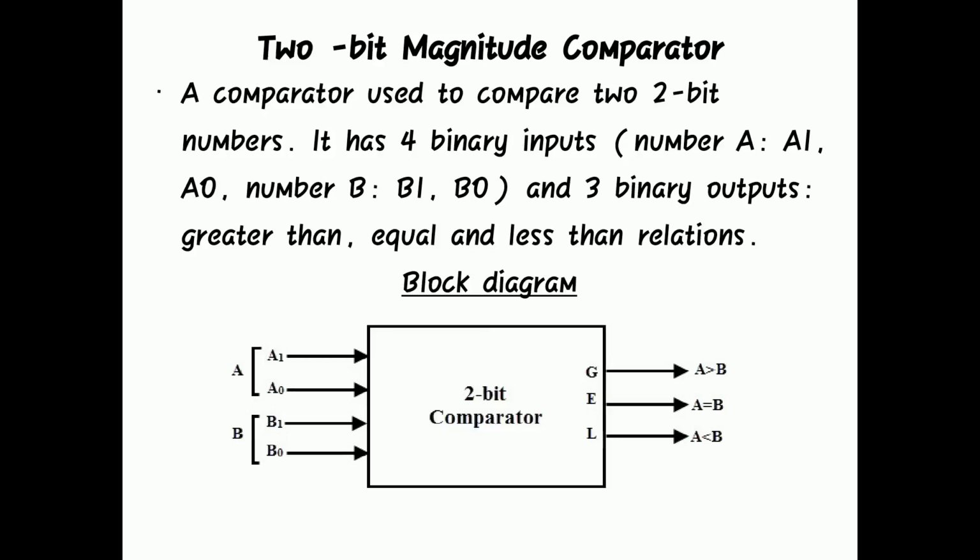GEL is greater than, equal, less than: A is greater than B, A is equal to B, and A is less than B. So here we need to compare 2 bits of A with 2 bits of B. That is why the name is 2-bit magnitude comparator. What is the magnitude here? 2.